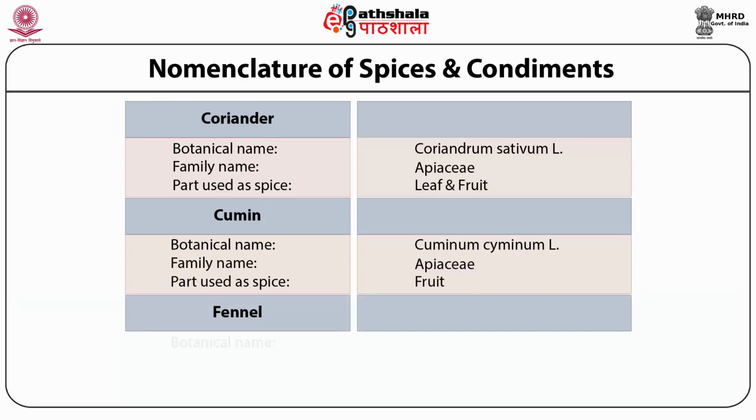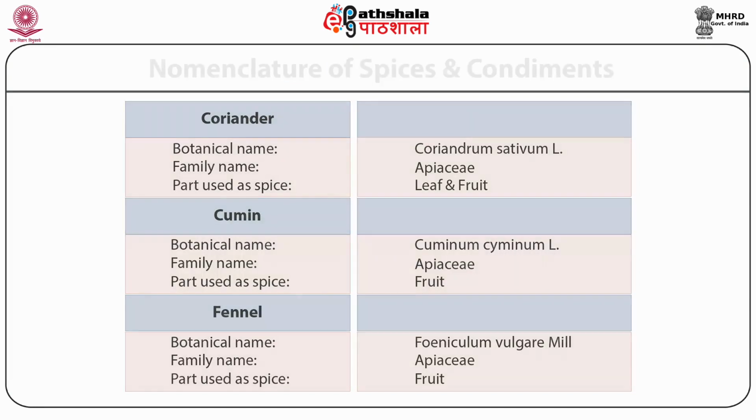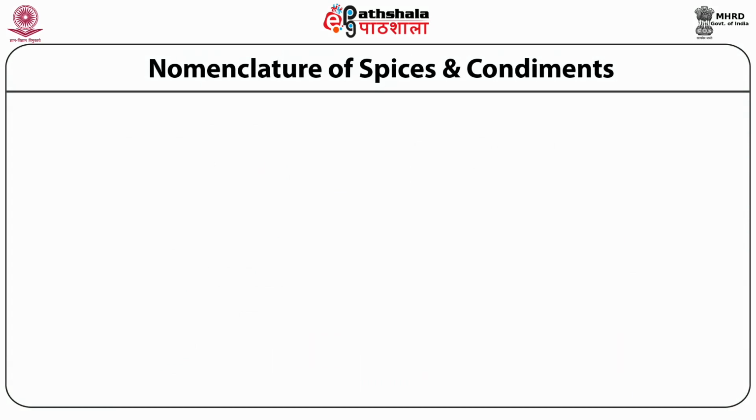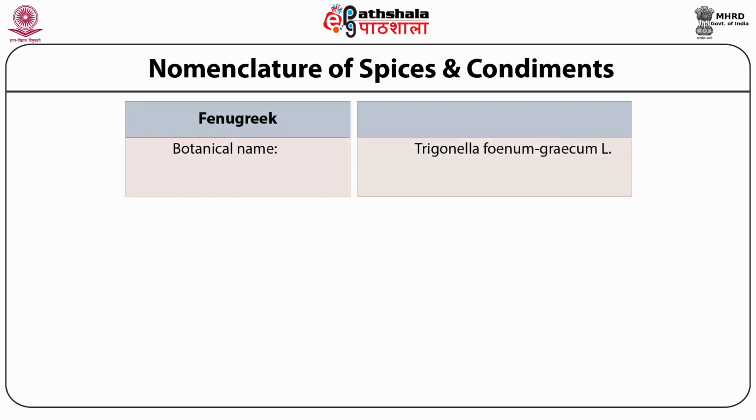Fennel, botanically called Foeniculum vulgare Mill, belonging to the family Apiaceae, and the part of the plant used as spice is the fruit. Fenugreek is consumed as seed, while cinnamon as bark. However, garlic is used as bulb for seasoning the foods. Fenugreek, botanically called Trigonella foenum-graecum, belongs to the family Fabaceae, and the part of the plant used as spice is a seed.